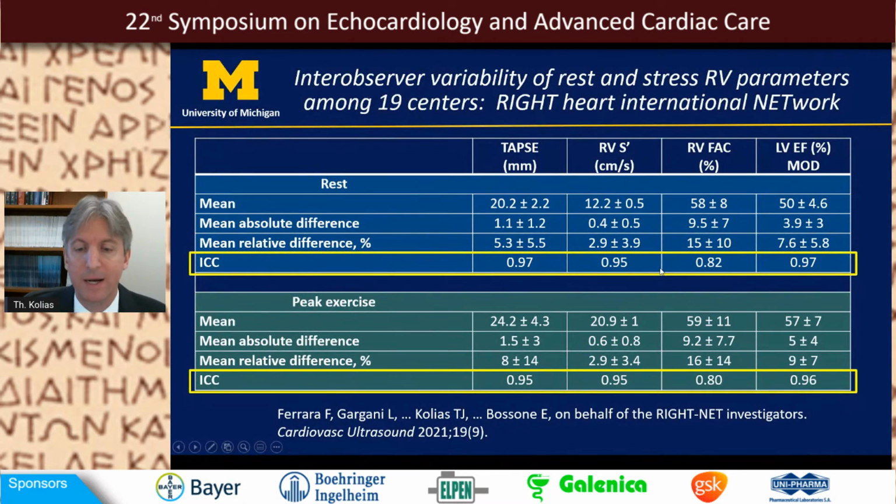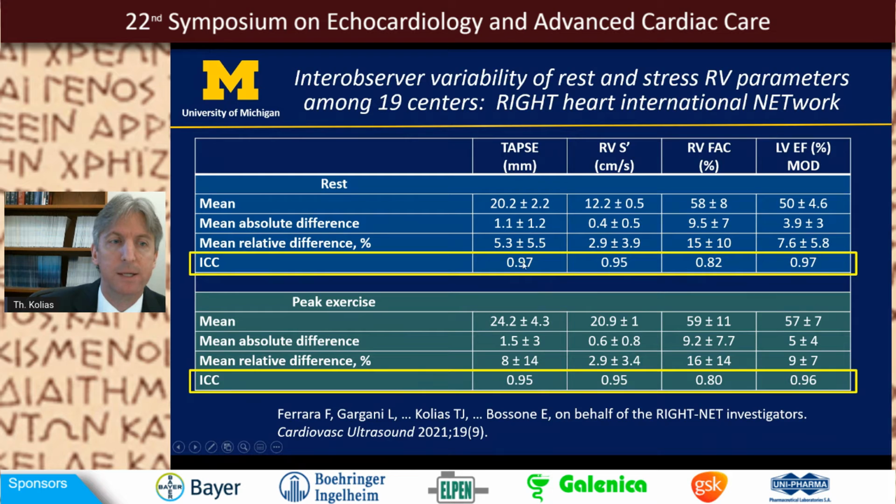The other question arises is that even if it's feasible, how reproducible is it? So the same Right Heart International Network also looked at the intra-observer variability of these measures of TAPSE, RVS prime, and RV fractional area change. And we also include here the EF for comparison. I'm going to focus on the intra-class correlation coefficient as the measure of reproducibility, with the blue shown at rest and the green shown with exercise.